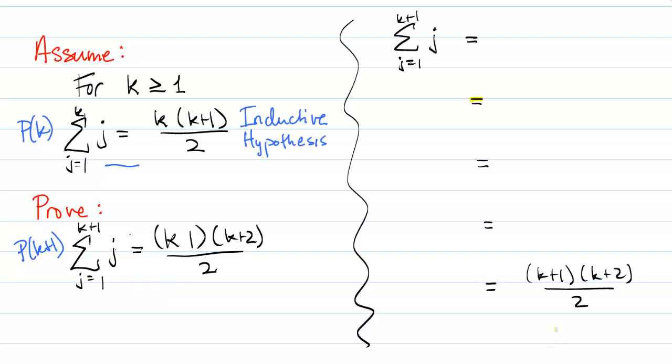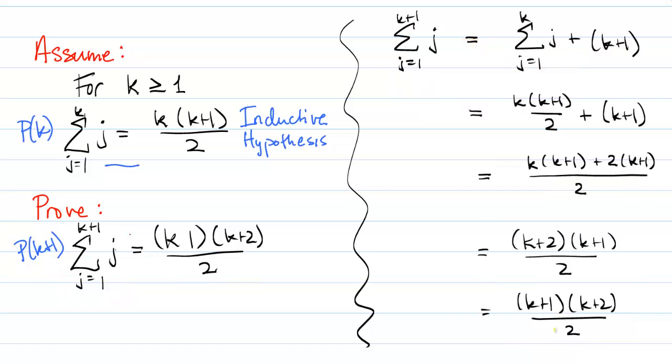Now the way we show that P of k plus 1 is true is we start with the left-hand side of the equality we'd like to show. We show that expression is equal to something else, which is in turn equal to another expression. And then after a sequence of these steps, we end up with the right-hand side of the equality we'd like to prove. Now if all these equalities are true, then it in fact holds that the left-hand side is equal to the right-hand side, and P of k plus 1 is true.